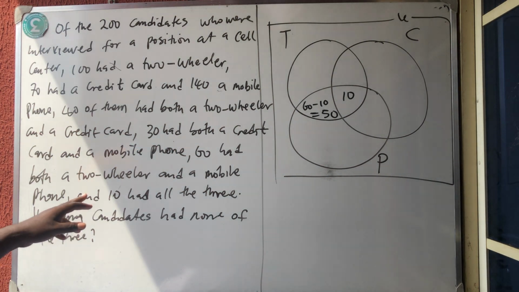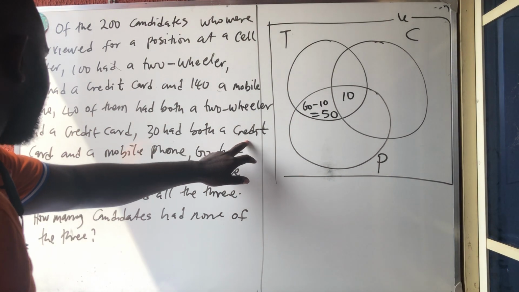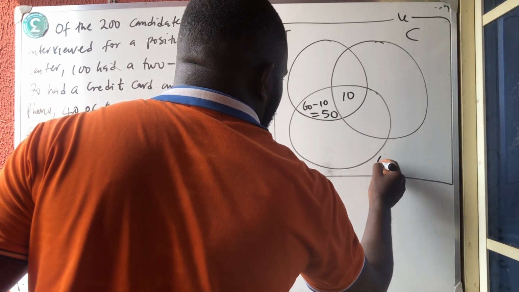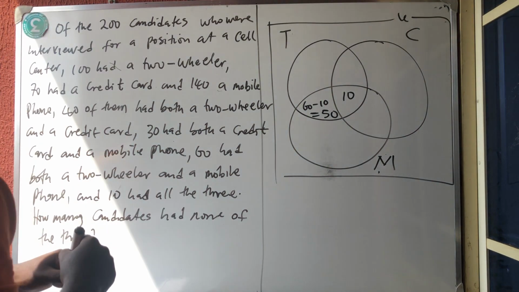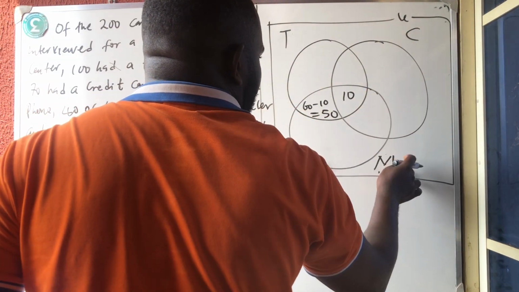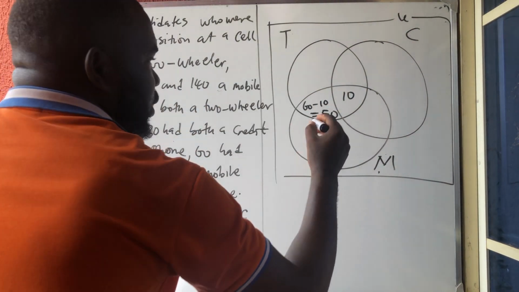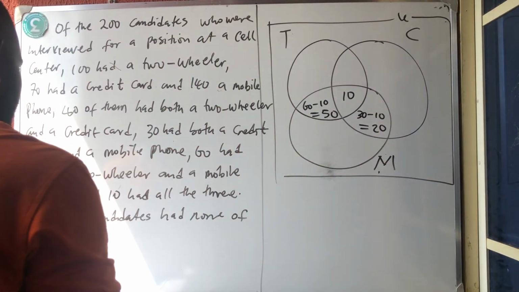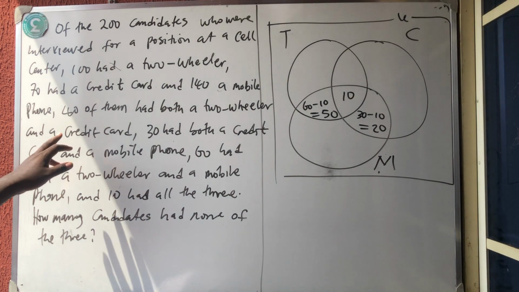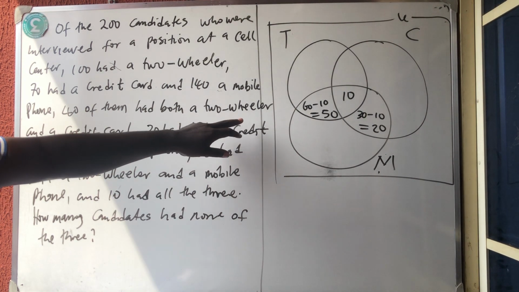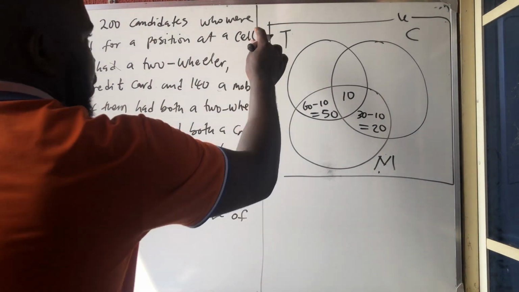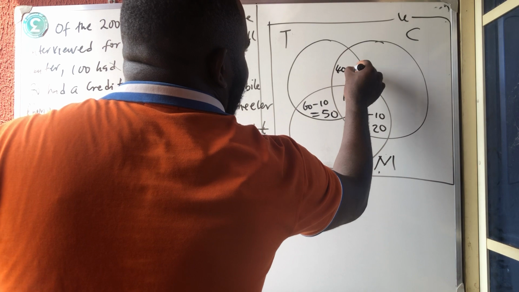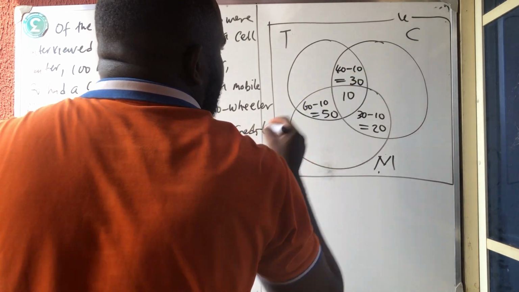Then the next one, 30 had both credit card and mobile phone. Let me change this into M, mobile phone. Credit card and mobile phone is 30, and they did not put only. So I must say 30 minus 10, which is 20. The next one they tell us is 40 had both two-wheeler and credit card. They did not say only, so I must say 40 minus 10, which is 30.